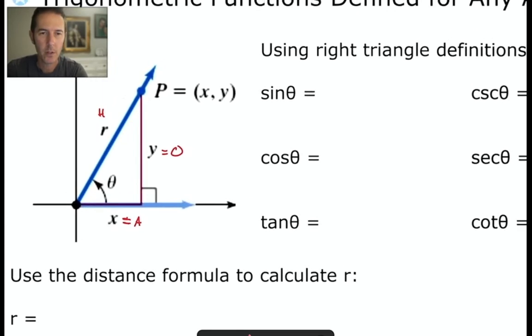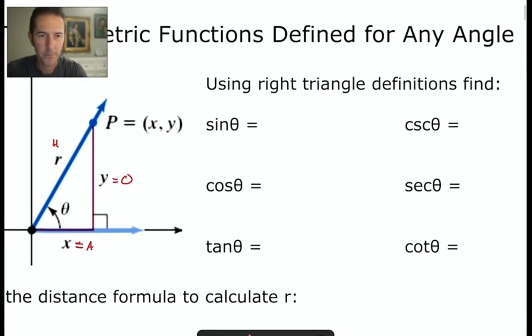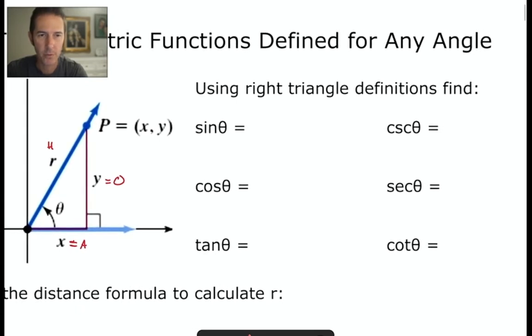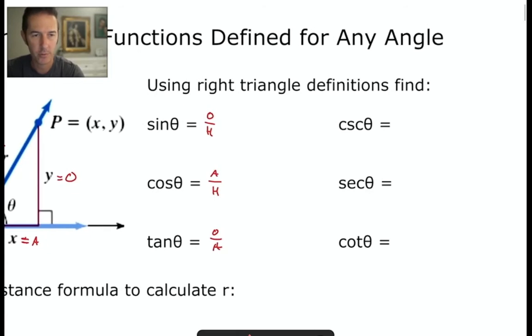So, in keeping with our conversation about SOHCAHTOA, I'm still going to define these 6 trig functions as opposite over hypotenuse, adjacent over hypotenuse, opposite over adjacent, and then the other 3 functions are the reciprocals of those 3. Hypotenuse over opposite, hypotenuse over adjacent, and adjacent over opposite.